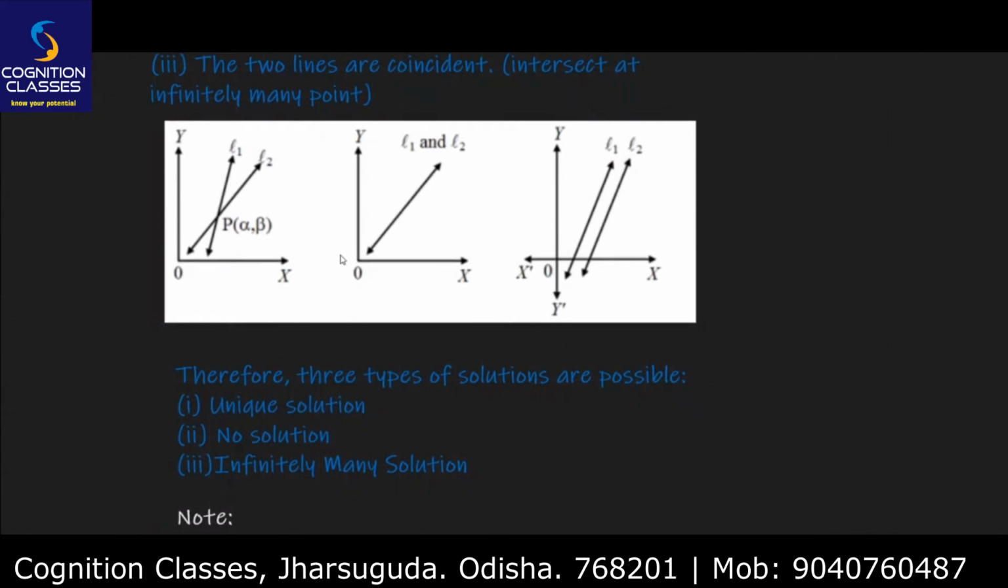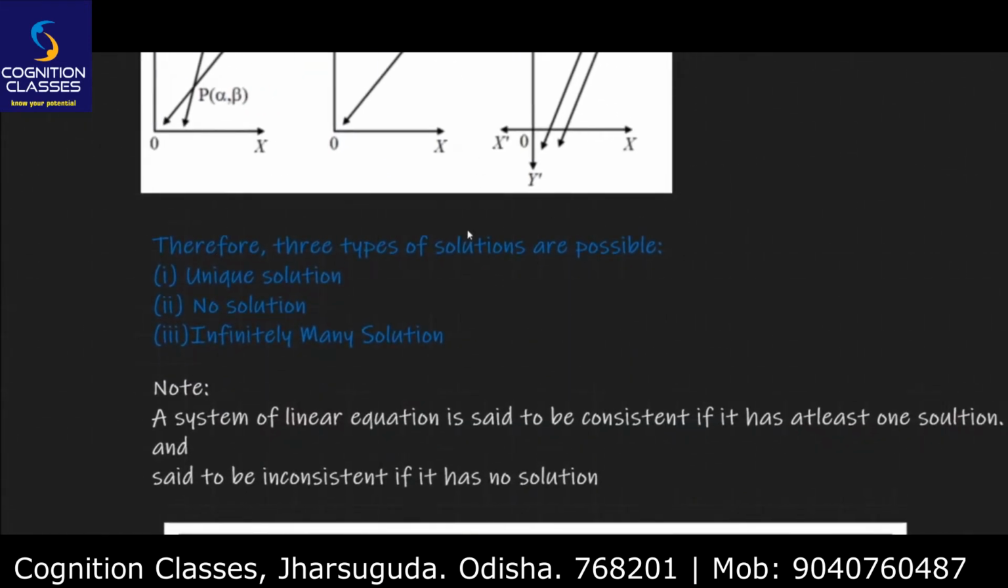Coming to the next case, if the lines are coincident over each other, in this case you can say that there are infinitely many solutions. It means you cannot determine the solution uniquely. Moving to the third case, if both the lines run parallel to each other, you can say that the given pair of linear equations has no solution. So any of the three cases is possible. Either we will get a unique solution, or no solution, or infinitely many solutions.